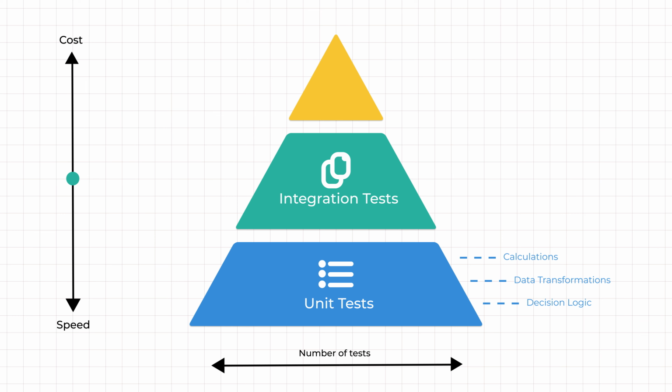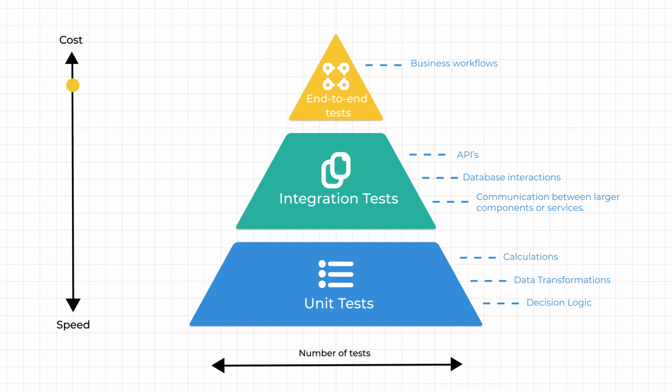Integration tests protect boundaries and contracts. This includes APIs, database interactions, and communication between larger components and services. The purpose of them is to verify that parts of the system work together correctly, not just in isolation. End-to-end tests protect critical business workflows. They verify that key system functionality can be executed end-to-end and that high-level requirements are met. Because they cover a lot of moving parts, they are usually fewer and more expensive to maintain.